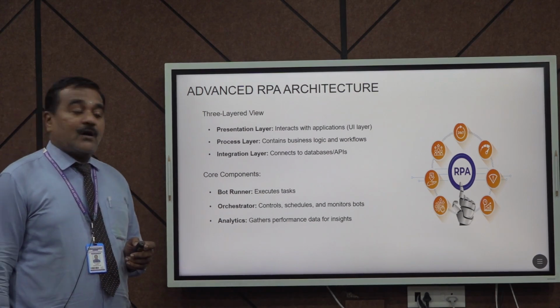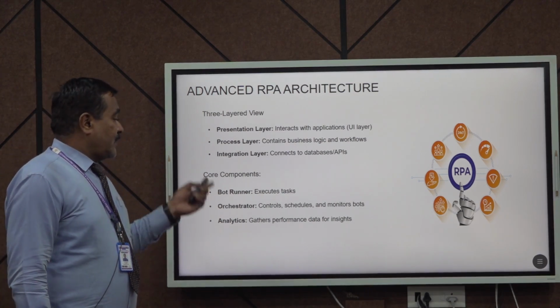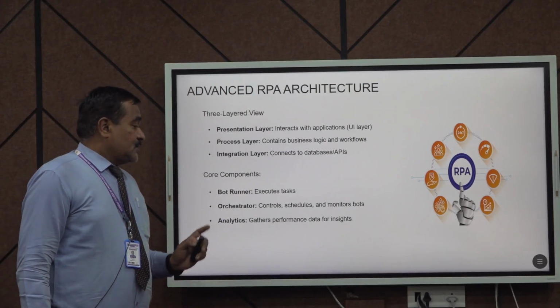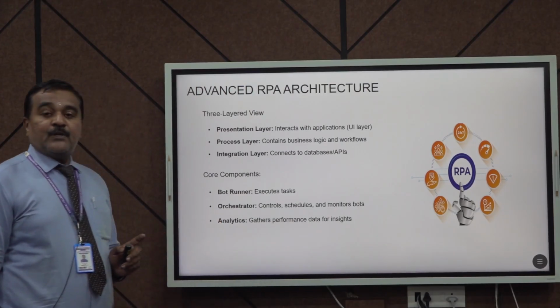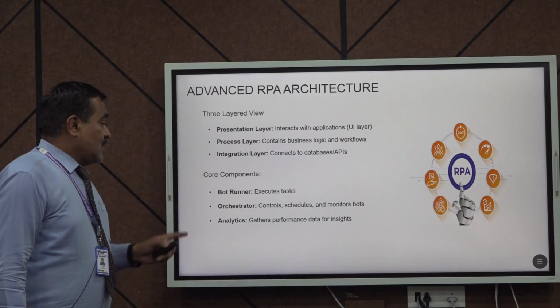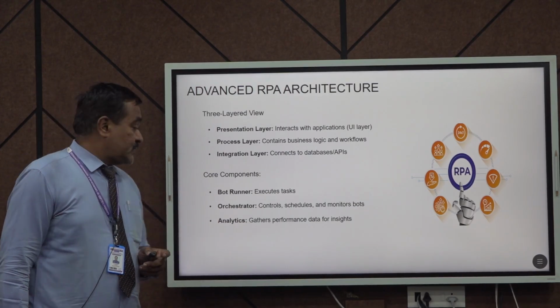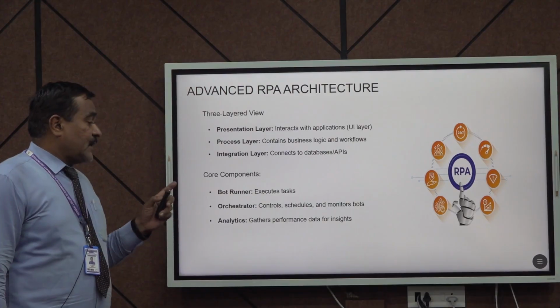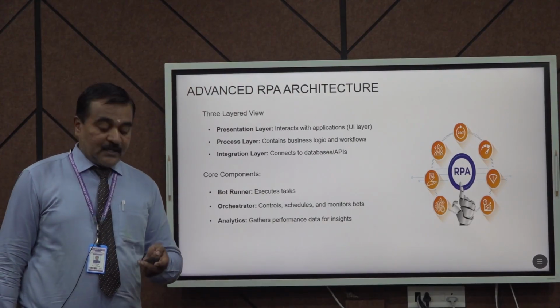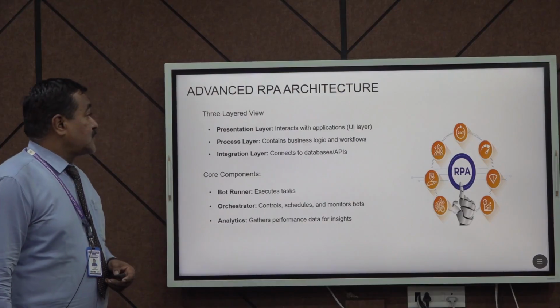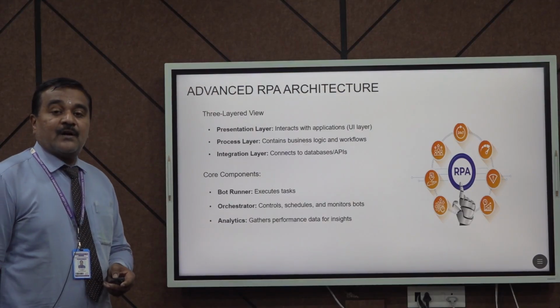In the core components of advanced RPA, there will be a pod runner, orchestrators and analytics. The pod runner is used to execute the task, the orchestrator is used to control, schedule and monitor the process, and analytics is used to gather performance data for insight into the segmentation or collection of the process. So that's what we are using in advanced RPA architecture.